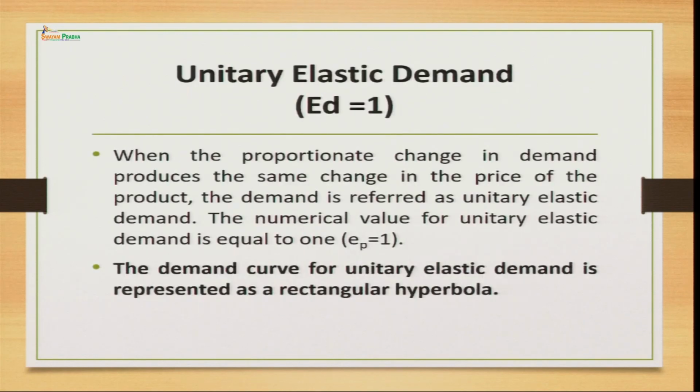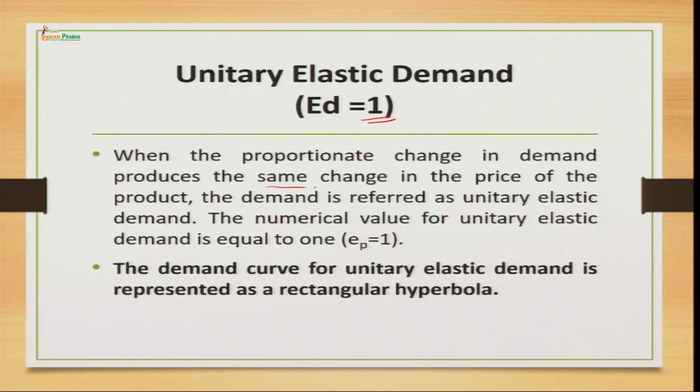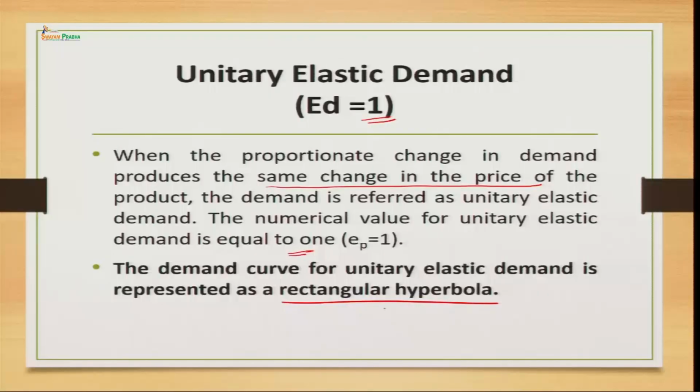Moving ahead, we have unitary elastic demand. Now, what is this unitary elastic demand? Here the elasticity will be equal to 1. That means, whatever the change taking place in the quantity demanded is equal to the change taking place in the price of the commodity, right. The change is equal. So, when the proportionate change in the demand produces the same change in the price of the product, the demand is referred to as unitary elastic, and the numerical value we are associating here is equal to 1. And one thing you have to remember here is that the curve we are going to study here is in the shape of a rectangular hyperbola.